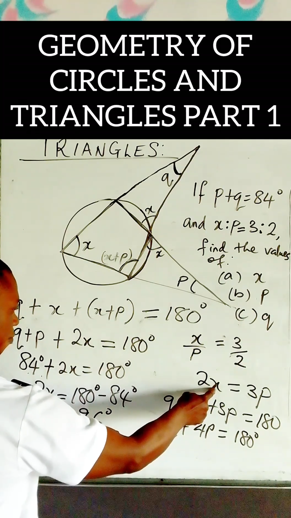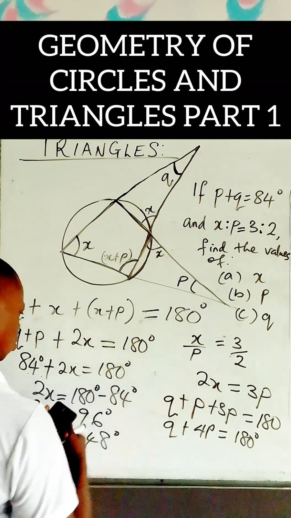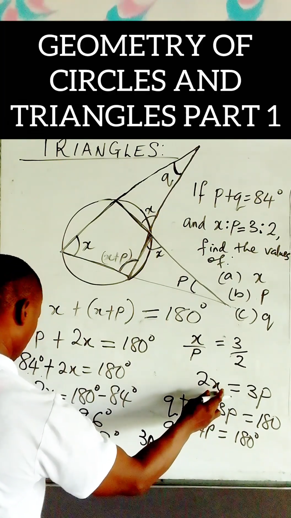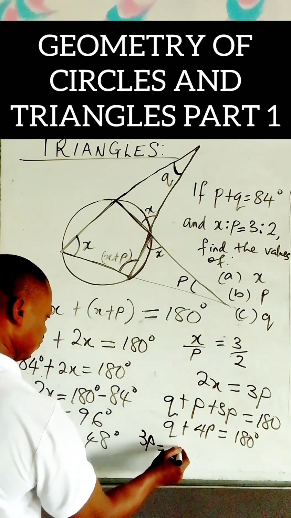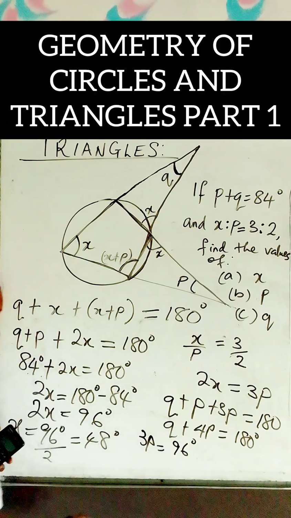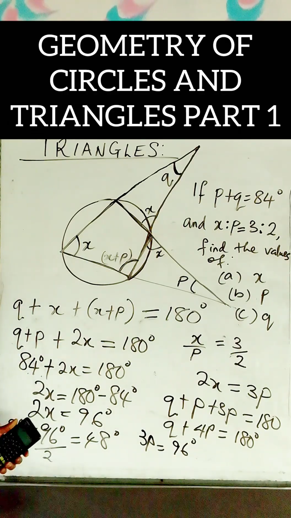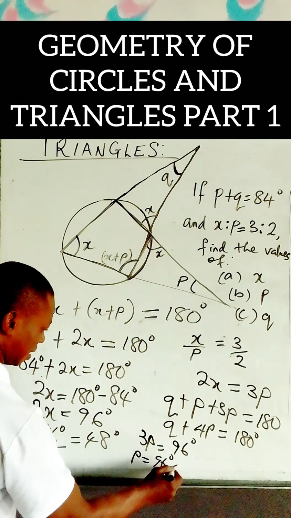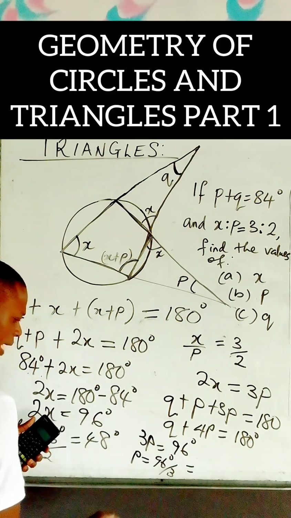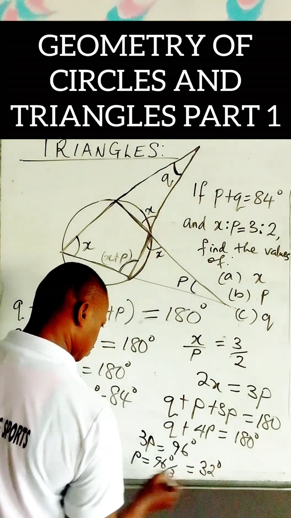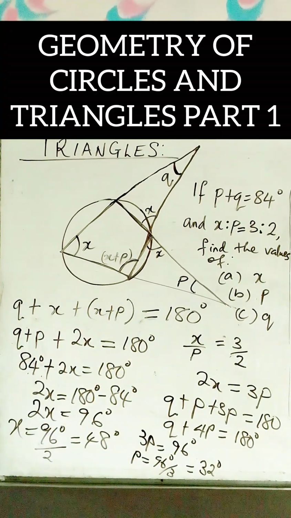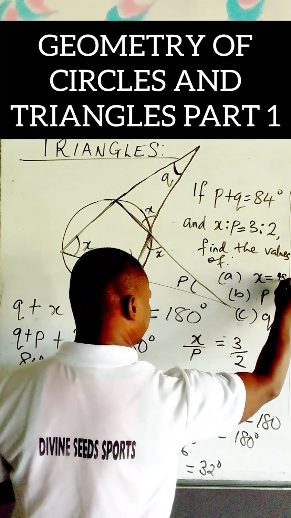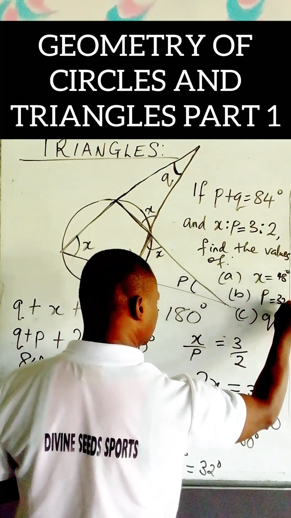Remember our x was 48. So of course our 3p will be 2 times the value of x, 2 times 48, which will give us 96 degrees. So our 3p is 96 degrees, and we can get our value of p. Our p is 96 degrees over 3, which will give us 32 degrees. So our p is 32 degrees. So we obtain x as 48 degrees, and our p is 32 degrees.